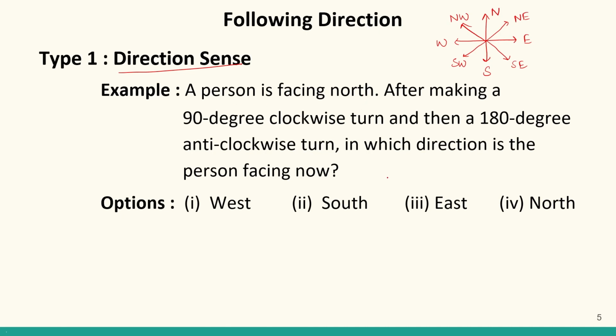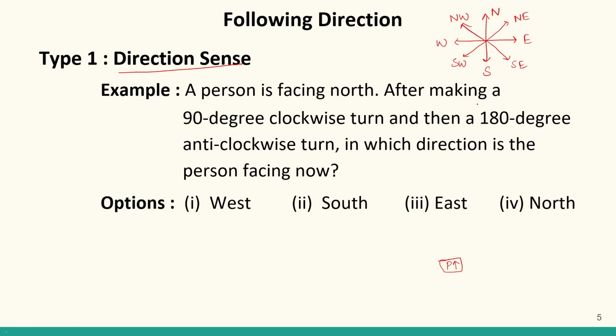A person is facing north. So let us assume that a person is over here and he's facing north. If I am the person, I am facing north. This is my initial position. Whenever we start a question, the initial position is given and we have to start the question from there.